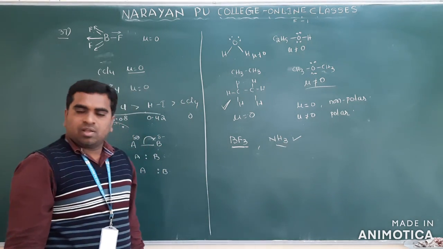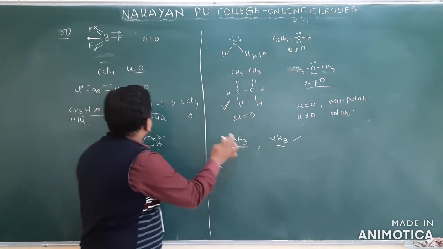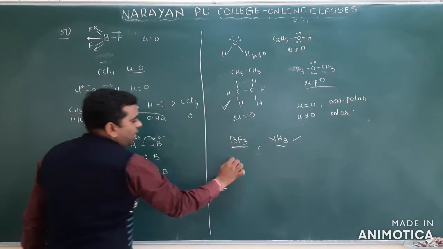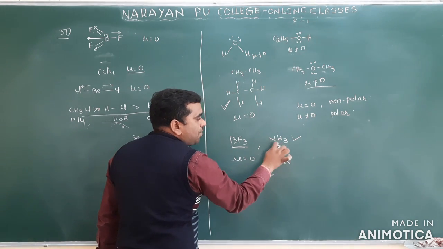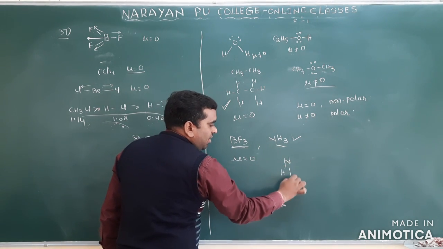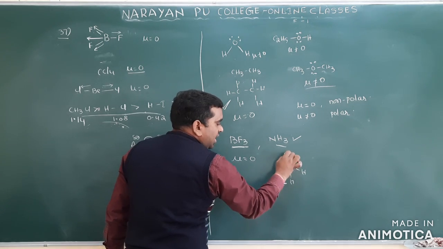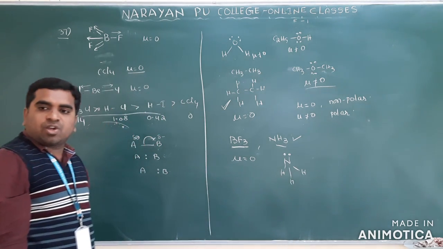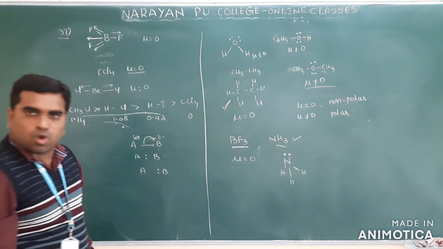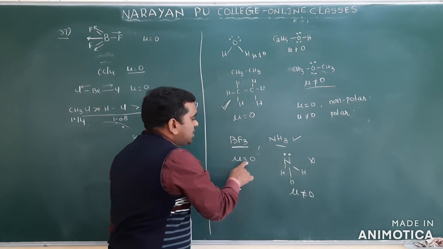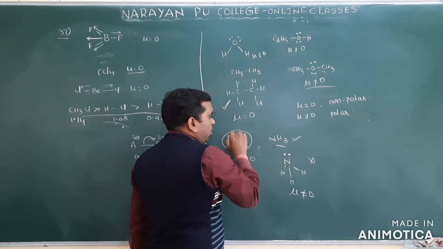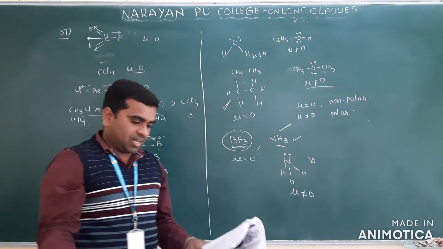Why are they asking? Boron trifluoride, I already mentioned, mu is equal to 0. NH3, nitrogen is forming how many bonds? 3 bonds. When nitrogen forms 3 bonds, it will have one lone pair. If it has a lone pair, will it have regular geometry? No. If it does not have regular geometry, mu is not equal to 0. BF3 has mu equal to 0, so that's why it is non-polar. NH3 is polar. That is the only reason.